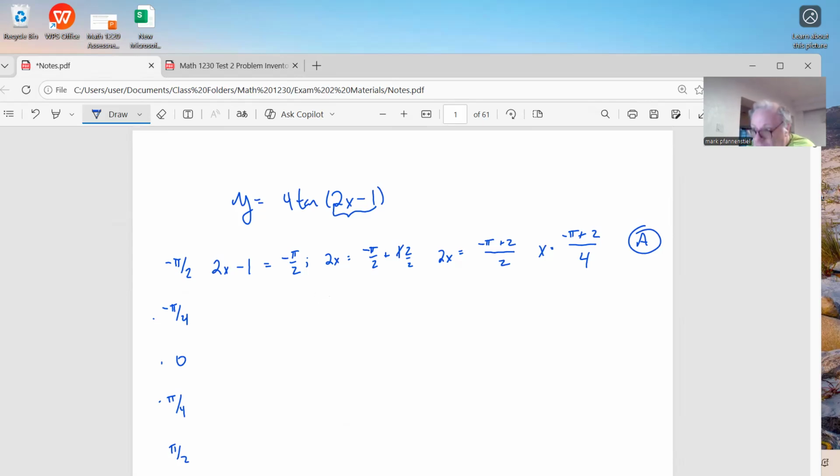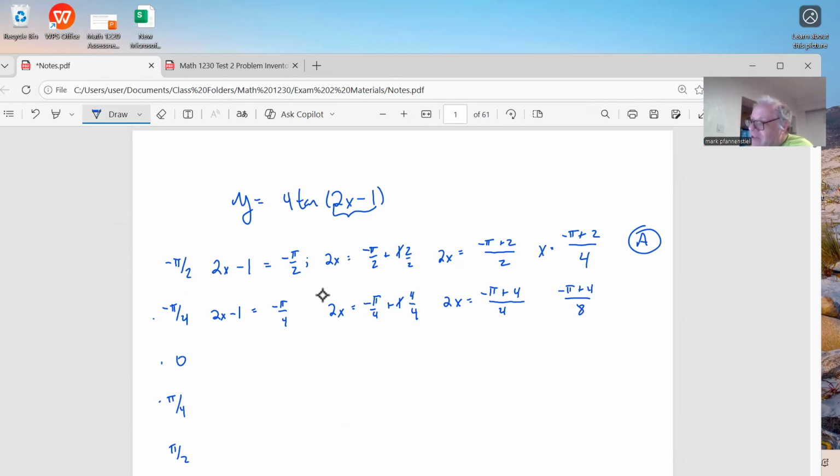Now we're going to go down the list. We have 2x minus 1 is equal to negative pi over 4. Here we have 2x equals negative pi over 4 plus 1. Again, we turn this into a common denominator, so I'm going to say 1 is 4 over 4. So 2x equals negative pi plus 4, all over 4. Then we divide both sides by 2, and this is going to be negative pi plus 4, all over 8.